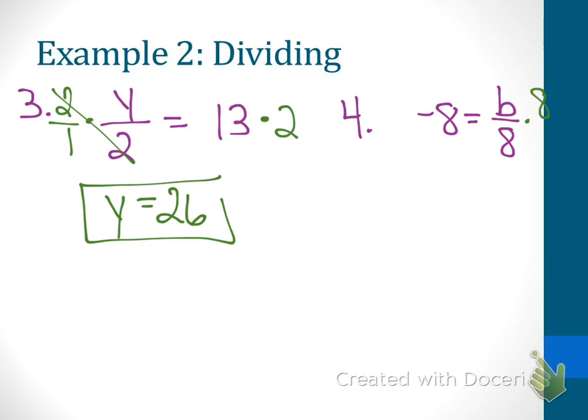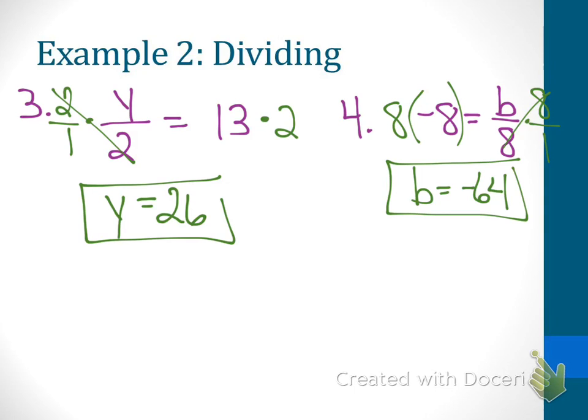So multiply both sides by 8 over 1. Multiply this by 8. What's 8 times negative 8? 64. B equals negative 64. Okay? And remember, on these, you can also check, and you'll be asked to check on your homework. So you just plug it back into the original, just like we've been doing, and you check them. All right? Any questions on dividing?